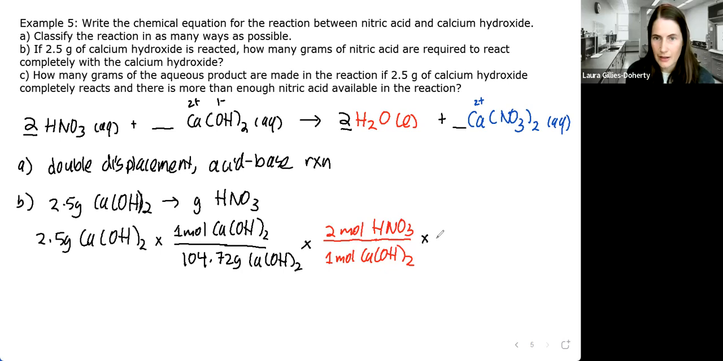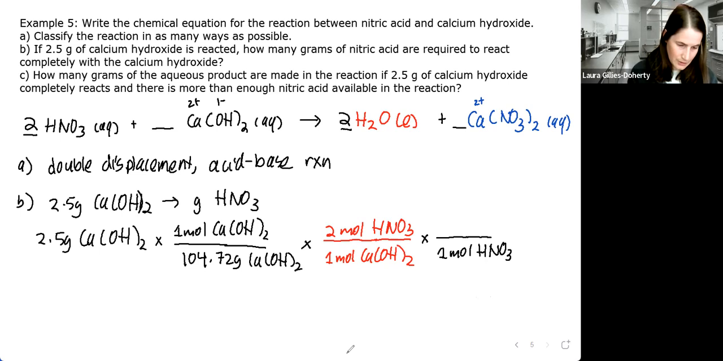And then to figure out grams of nitric acid, we need to use the molar mass of nitric acid. So we need to figure out how much 1 mole of nitric acid weighs. So we have hydrogen plus nitrogen plus 3 oxygens. I get 63.02 grams.